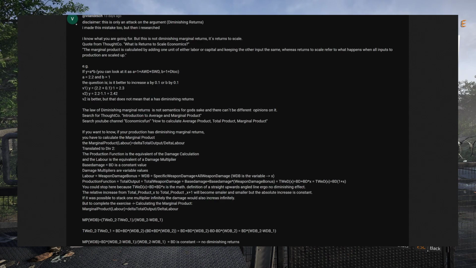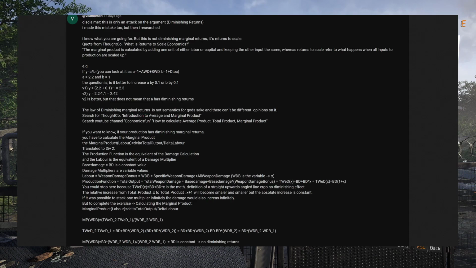Here, as I start off as well, disclaimer, this is only an attack on the argument diminishing returns. I made this mistake too, but then I researched. I know what you're going for, but this is not diminishing marginal returns. This is the point where this discussion diverges from diminishing returns to marginal returns. We'll read this entire quote, and then we'll come back to why I'm firstly wanting to talk semantics.